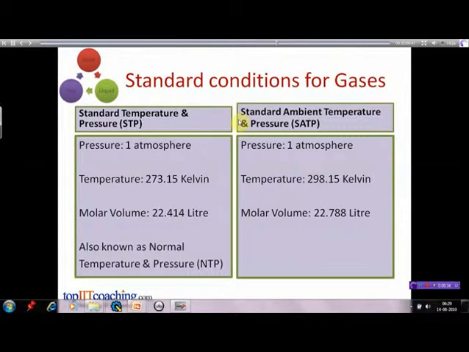The other set of conditions is known as standard ambient temperature and pressure, denoted by SATP, for which the pressure is 1 atmosphere, temperature is 298.15 Kelvin, and the volume of 1 mole of gas is 22.788 liters in these conditions.